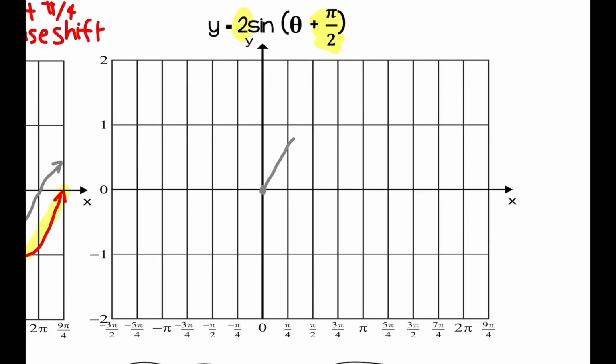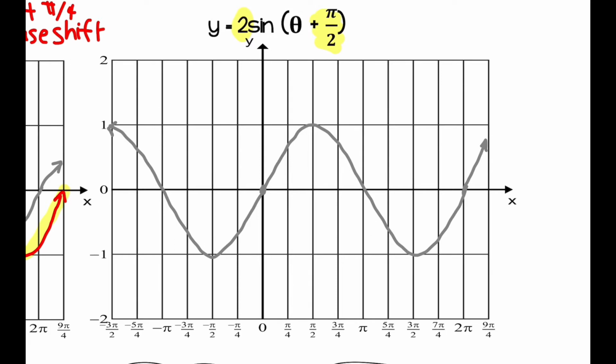I'm going to remember sine starts at 0, like that. Just quickly do your parent function. With parent functions, my idea is that you should know the parent function very well. You should be able to identify it. You should be able to draw it very quickly, not have to stop and think about it really hard.